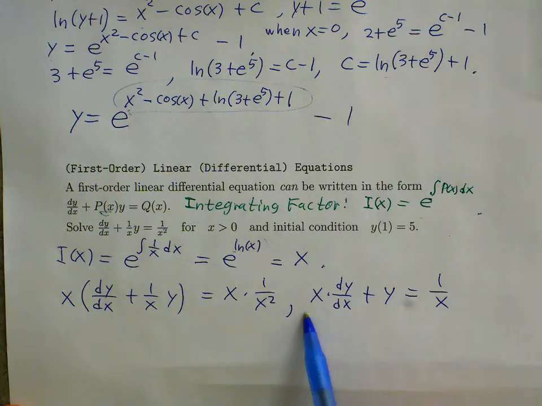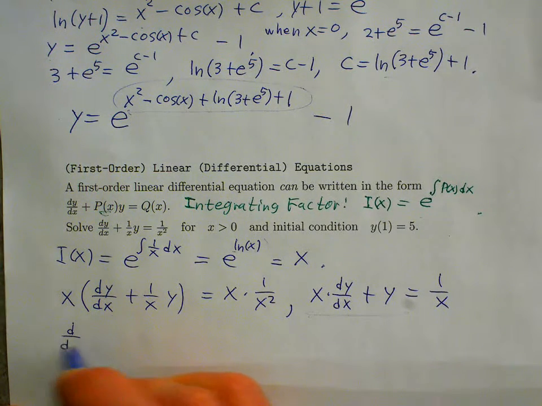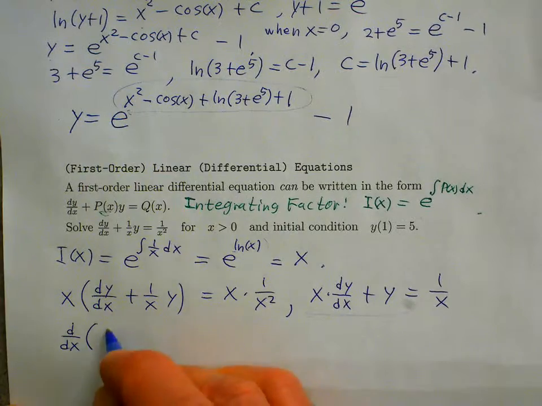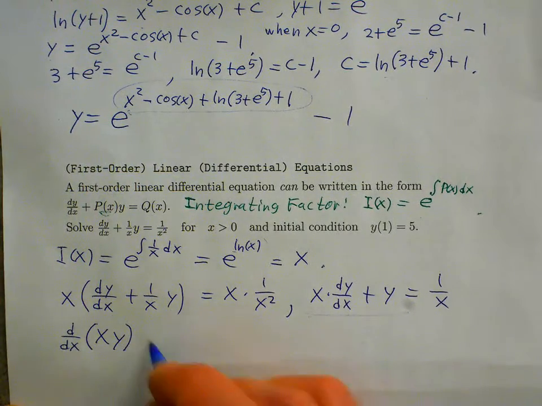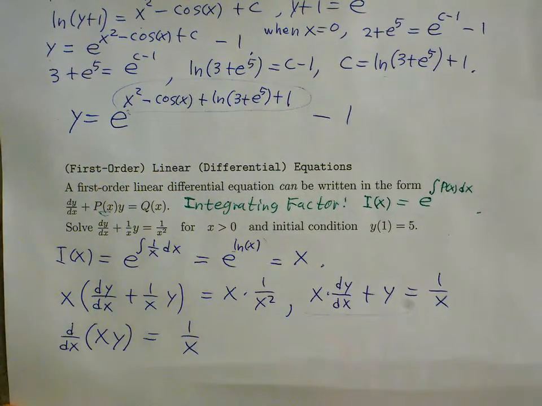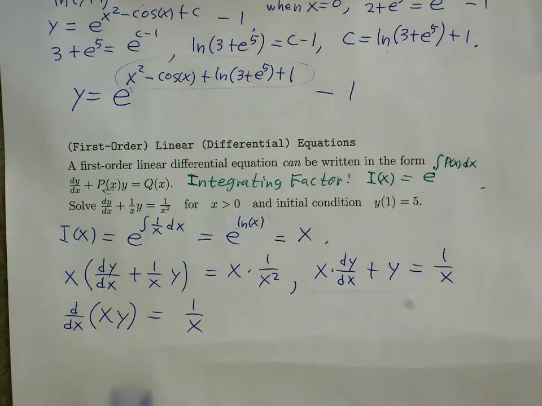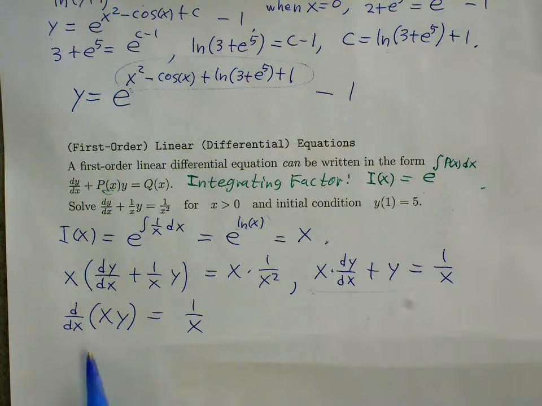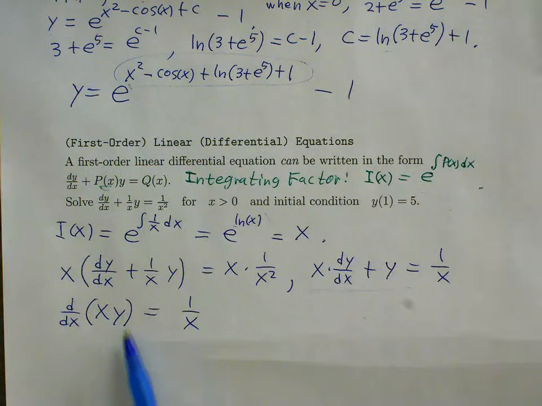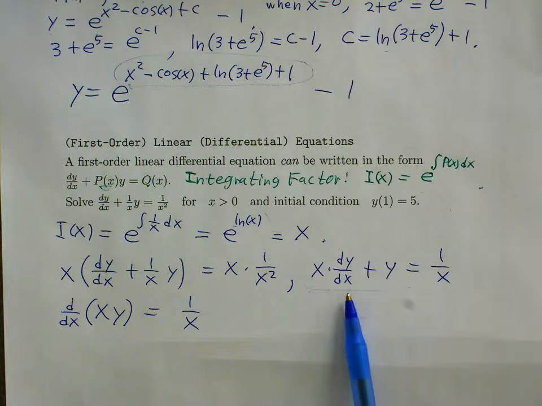So we'll rewrite the left-hand side as the derivative with respect to x of x times y equals 1 over x. And if you're in doubt, you can verify that the derivative of x times y with respect to x. Remember, y is just a function of x, so use the product rule to find the derivative and you'll get this expression.